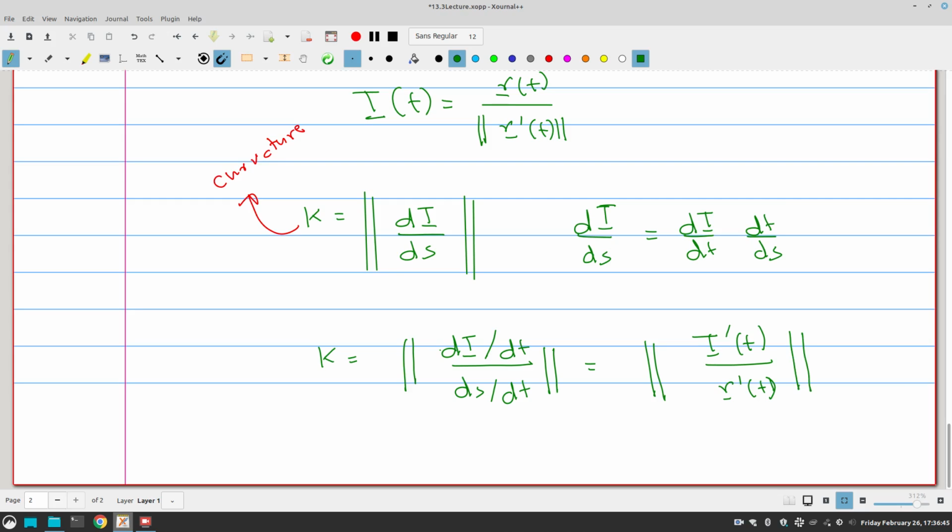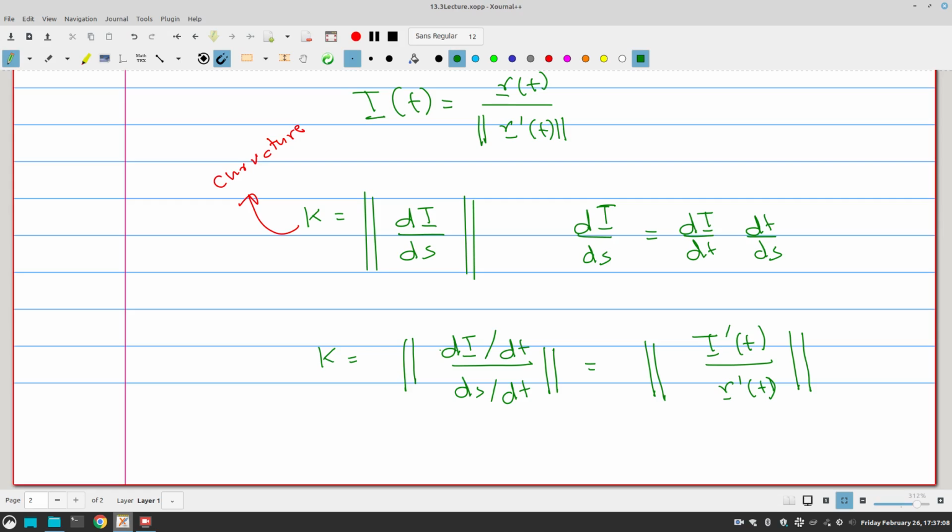So kappa can be written as the ratio of the rate of change of the tangent vector to the rate of change of r of t, with respect to any parameter t.